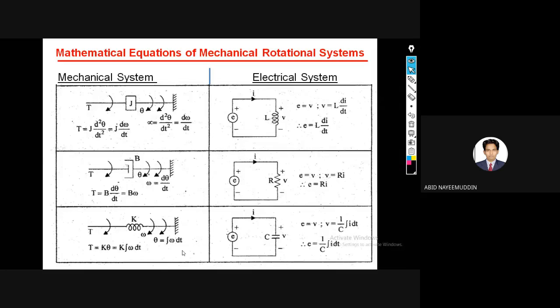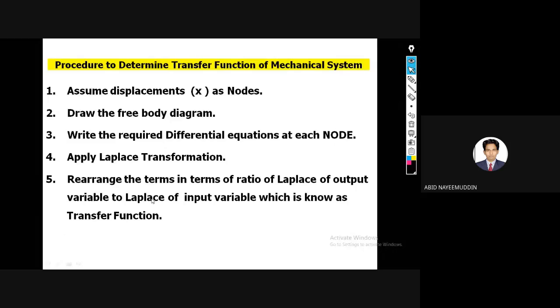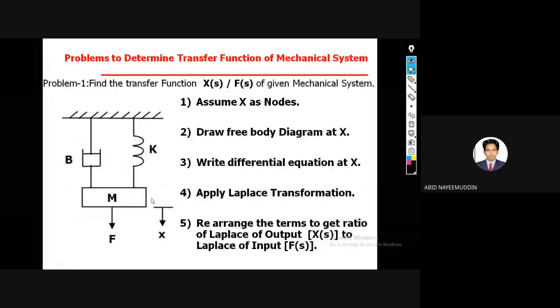In the same way, for a mechanical rotational system, in place of force, torque is used, x is replaced by theta, and m is replaced by J. All the remaining mathematical expressions are the same. Okay. In the last two classes we solved the determination of the transfer function of a mechanical rotational system by following this procedure.